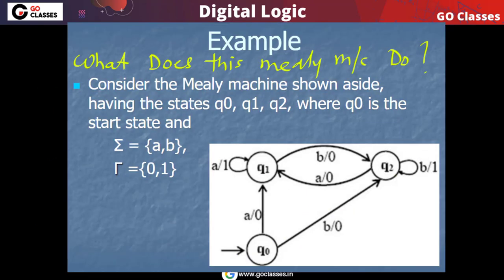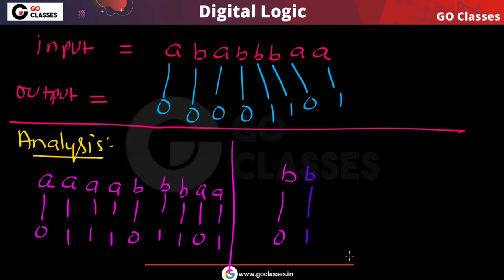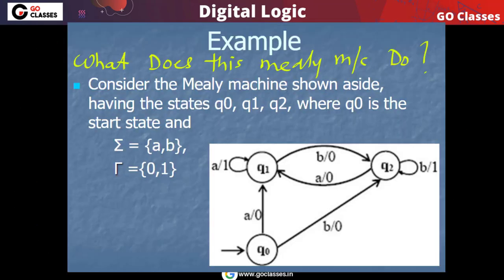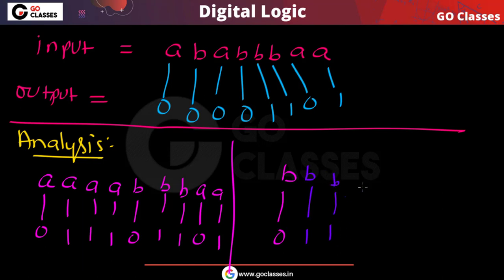Now, if the second symbol is B, then definitely the output will be 1. If the next symbol is also B, then the output will be 1. Now if the next symbol is A, output will be 0. If the next symbol is A, then the output will be 1. If the next symbol is B, output will be 0. If the next symbol is A, output will be 0. If the next symbol is A, output will be 1.